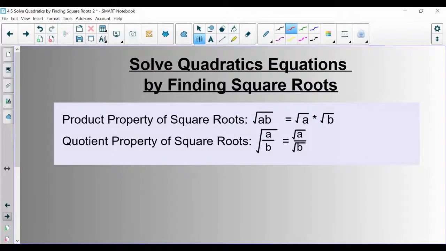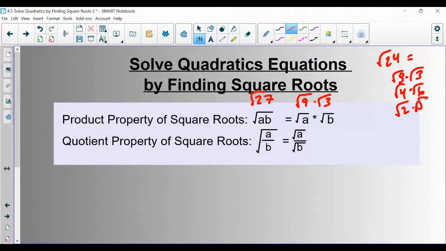We're going to use these two properties to simplify our roots. Let's say that we had the square root of 27, which we're going to have in the next slide, I know. But anyway, we'll do it now. The square root of 27. I know that 27 is the same as root 9 times root 3, right? I can do this with any factor. Let's say I had the square root of 24. This is the same as the square root of 8 times the square root of 3, or the square root of 4 times the square root of 6, or the square root of 2 times the square root of 12.